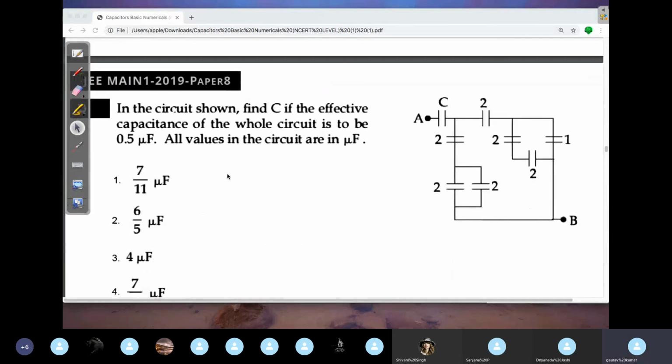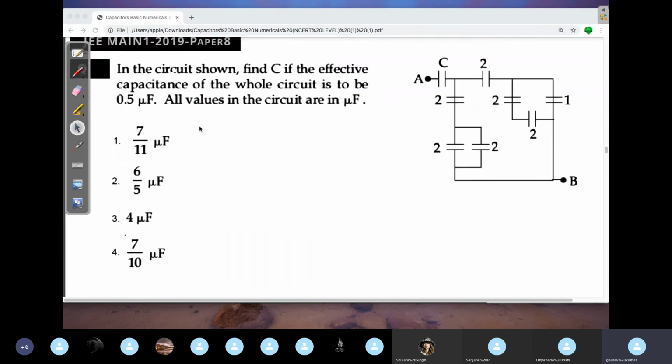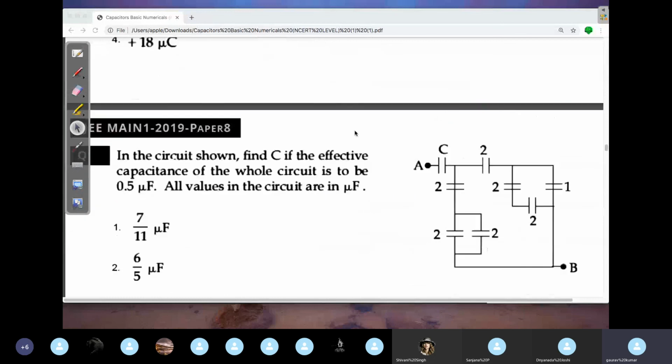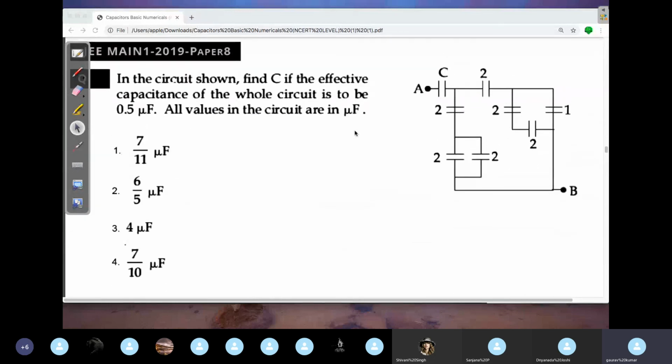Okay, so I see this question and this question are almost similar. So I will solve just one question. I'll not solve both. Other you can try on your own. Okay. So I'll just discuss this question with all of you. Let's solve this question.